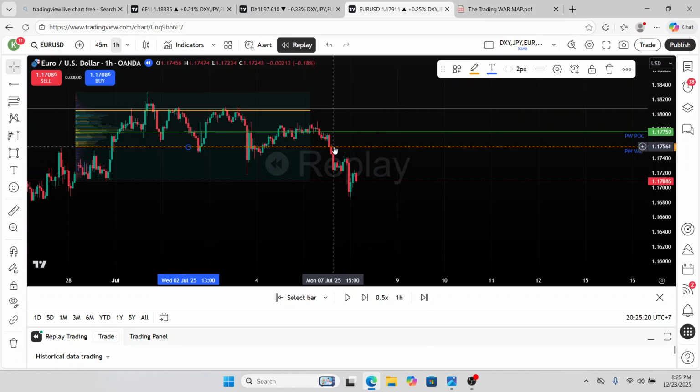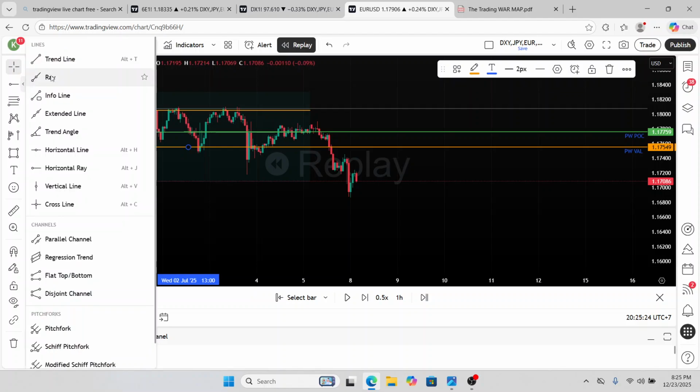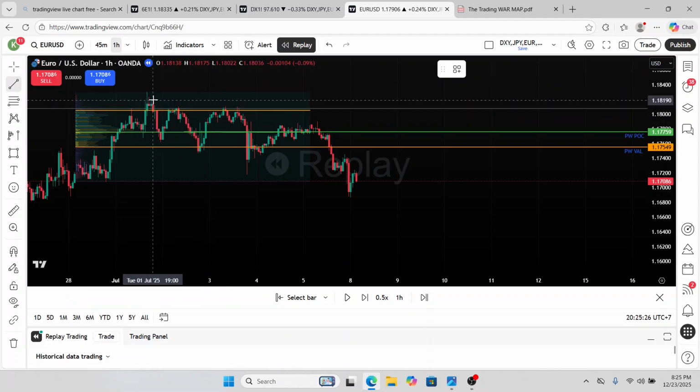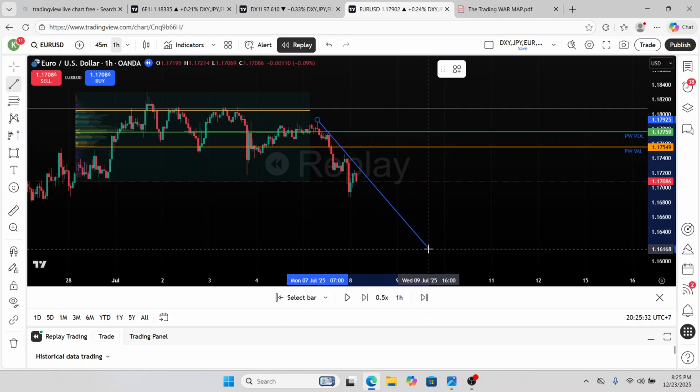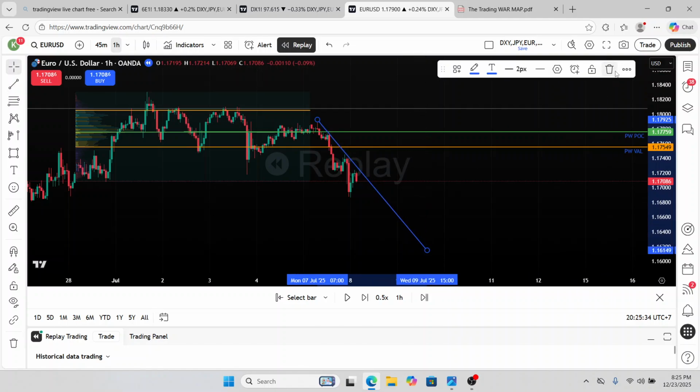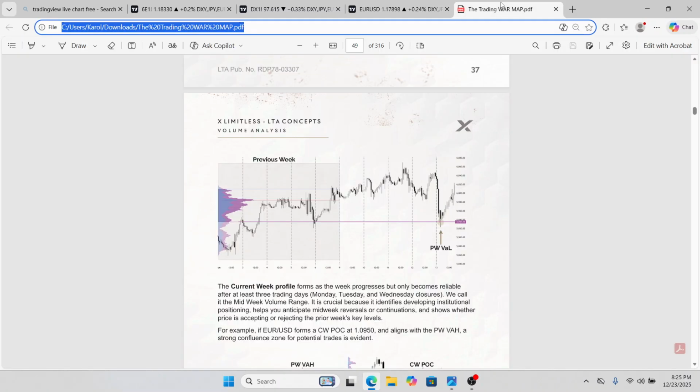Now you can see here we have an intraday downtrend has formed already as well. You can see this. We've already got rejected from supply, and look at this. So price is going down. So I'm getting lots of confirmations here.